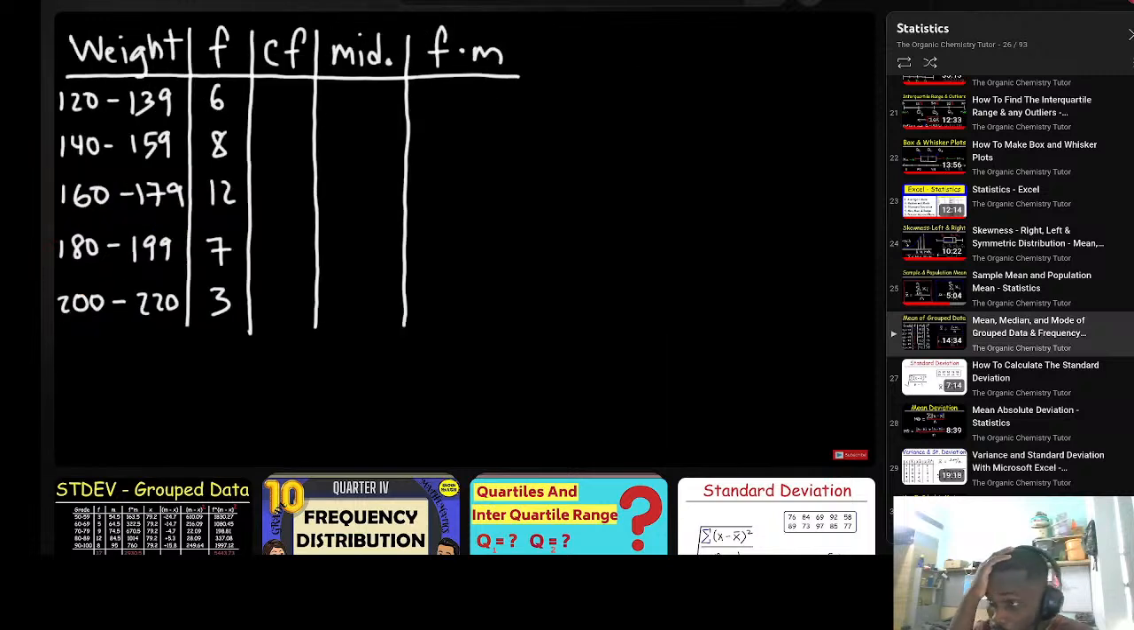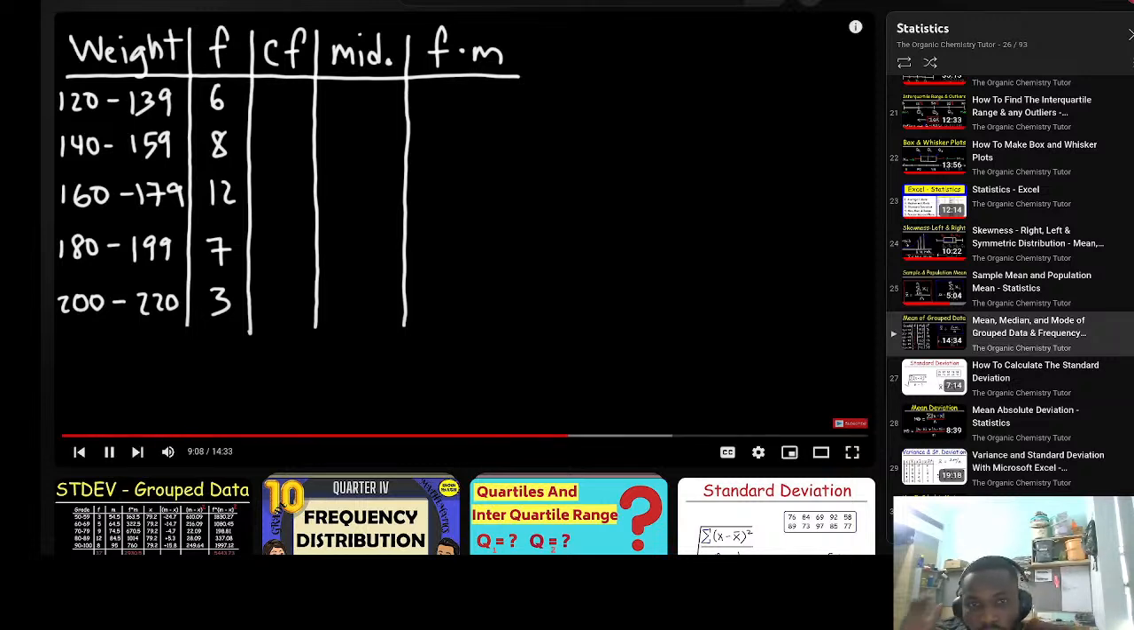Now let's work on another example for the sake of practice. So here we have the weights of different students in a class. And what I want you to do is I want you to use this group data to calculate the mean and determine which interval contains the median and the mode. So go ahead and work on this example.